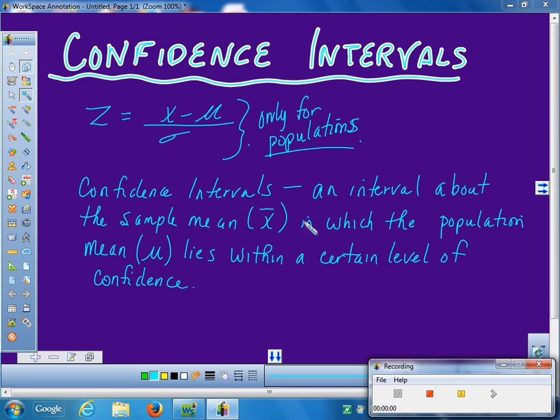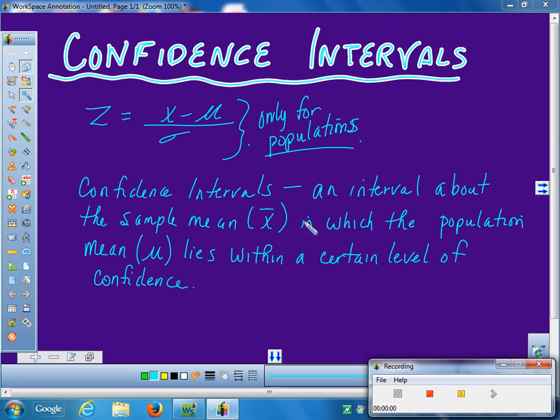We talked about normal distribution, we talked about the Z-score formulas. Z-score formulas are only good if you're talking about entire populations. You cannot use that formula when you're talking about samples. So instead, when we talk about samples, we work with confidence intervals.